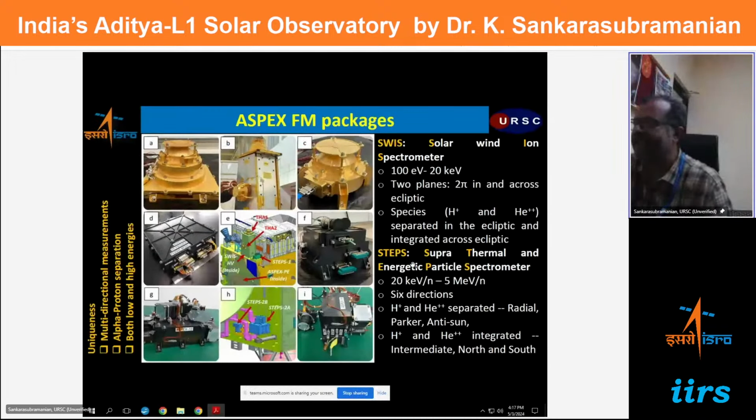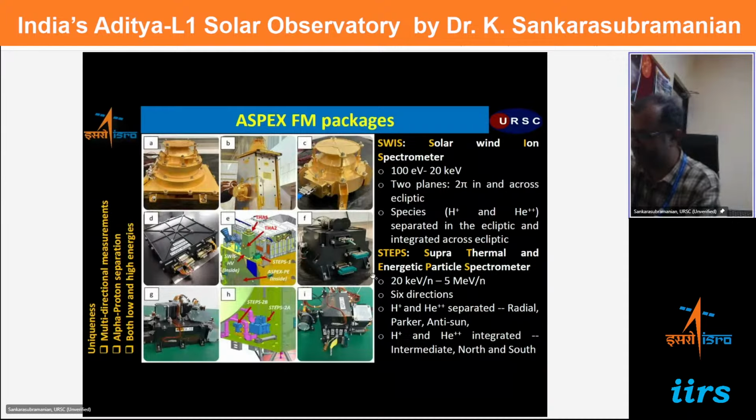So this also has high energy detectors, which go from 20 keV per nucleon. That means if you're looking at proton energy, 20 keV to 5 MeV is something it can do. If it is helium, which is 2, it will go from 10 keV to 2.5 MeV. It is also mounted in 6 different directions. Again, you want to sample at different orientations, so that if there is an anisotropy at the L1 point, you'll be able to measure it, which is a unique feature of this particular instrument for Aditya-L1.